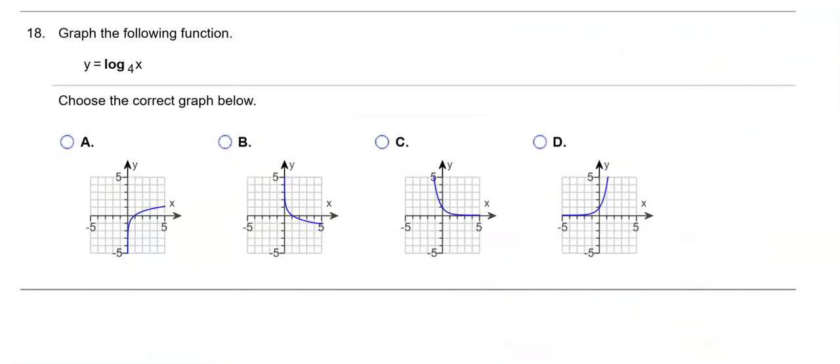All right, 18. Graph that thing. Hopefully you realize that's exponential growth. That's exponential decay. This is an upside down logarithm graph. This is the only one that looks like the right side up version of it.